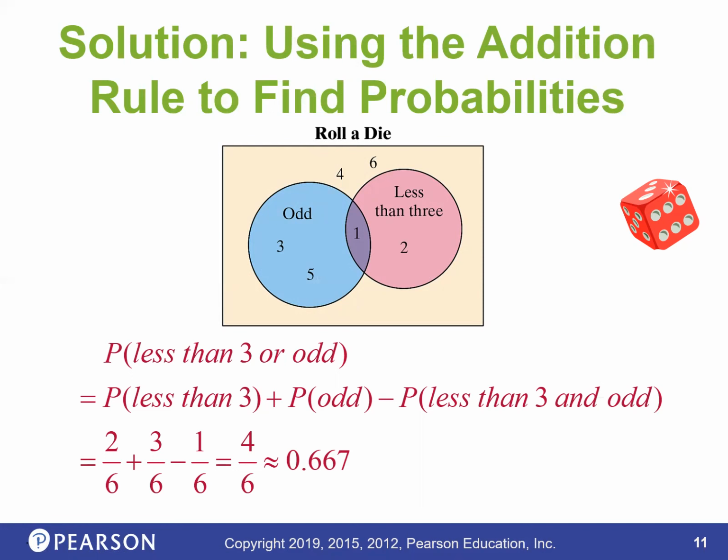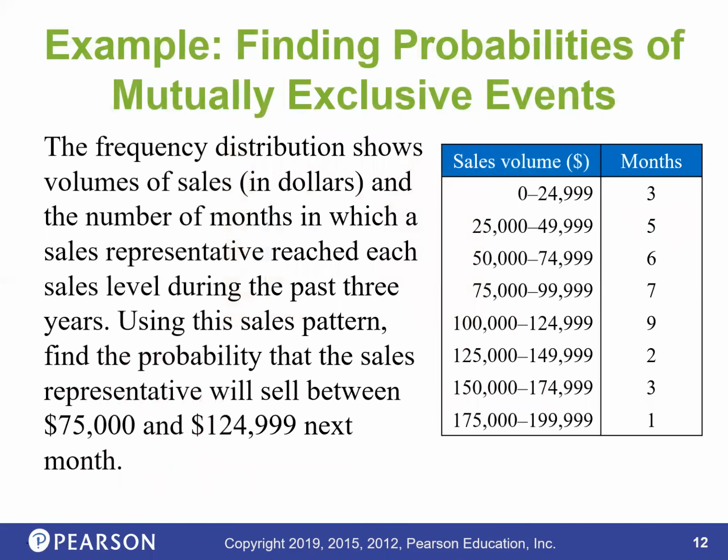All right, let's jam. Now let's get into frequencies. Okay, the frequency distribution shows volume of sales in dollars and the number of months in which the sales representative reached each sales level during the past 3 years. So I'm thinking there should be 36 points over here.